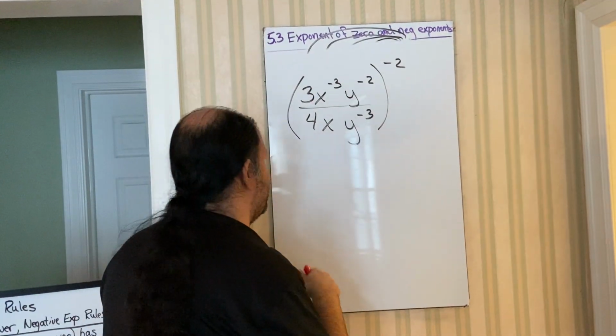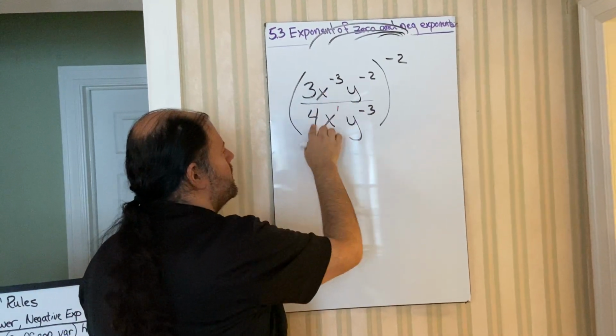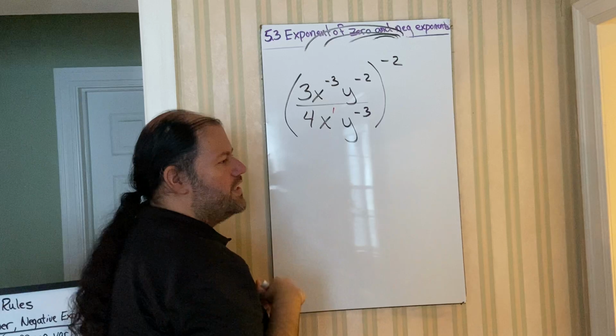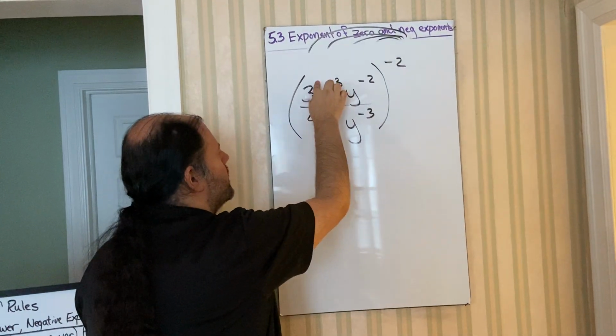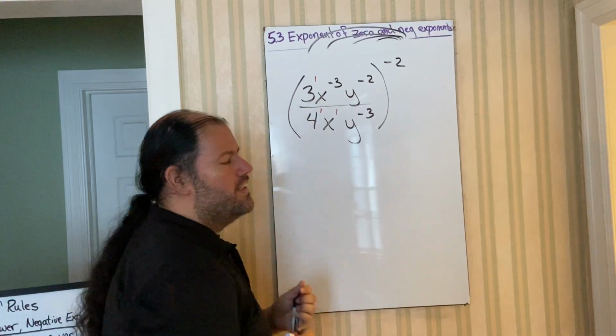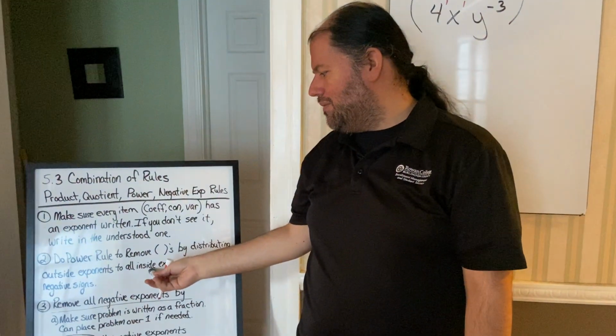Every variable has an understood exponent of 1. Even coefficients have an understood exponent, so slip in a 1. Okay, good. What was step 2? Remember, do the power rule.